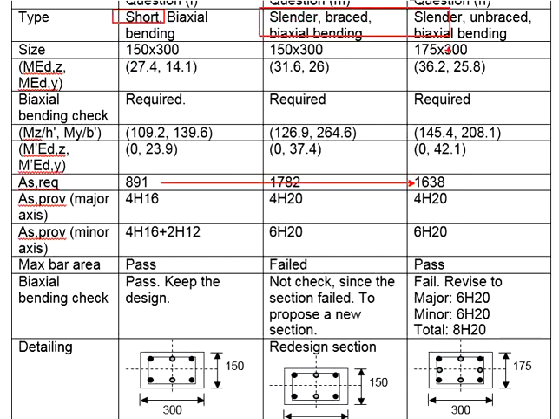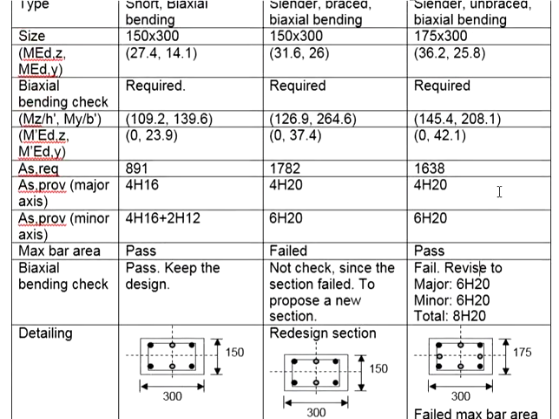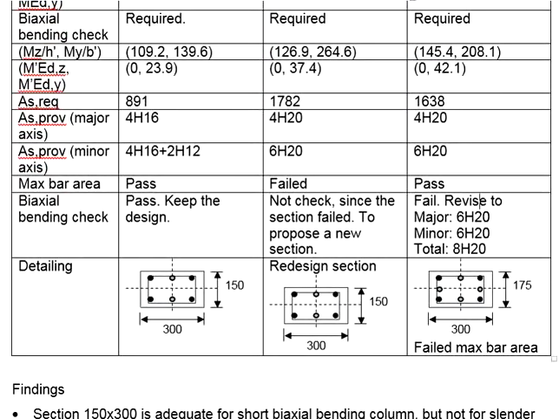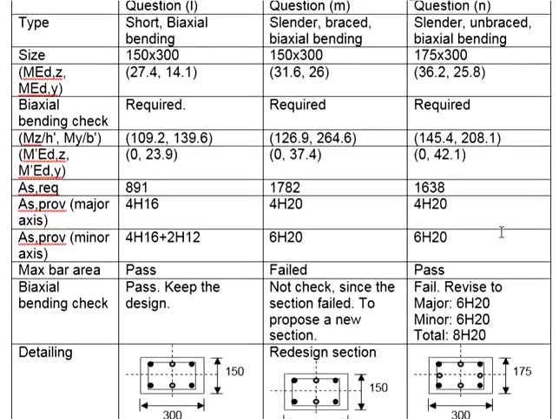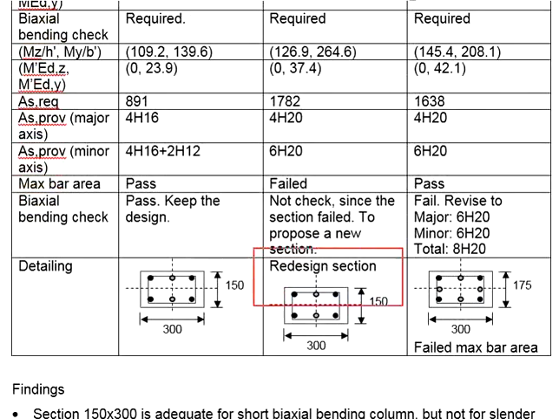You also see that the amount of reinforcement bar required increases from the short column to the slender column. Also, based on the result, both the slender columns in the proposed size of the column fail in the maximum bar area. That means these 2 columns fail and the proposed section is inadequate. In order to ensure the stability of these 2 columns, we will need to enlarge the column section.